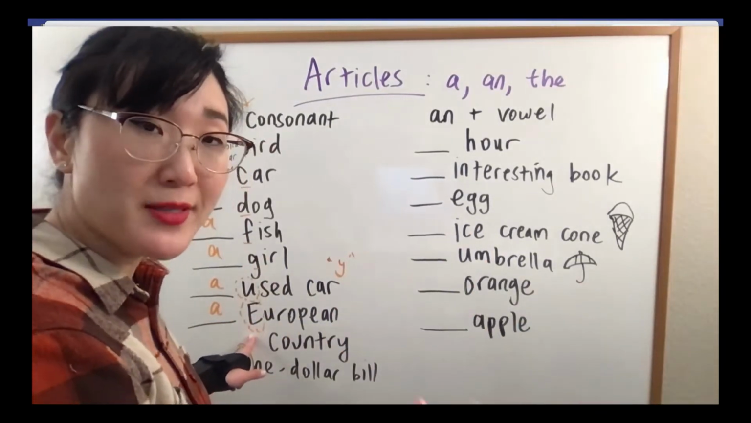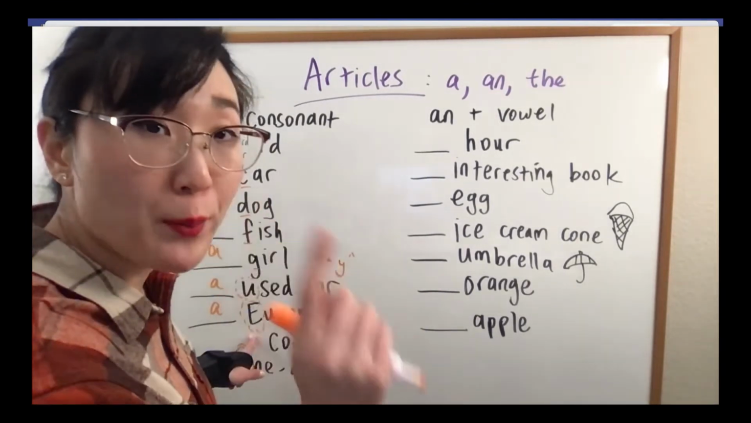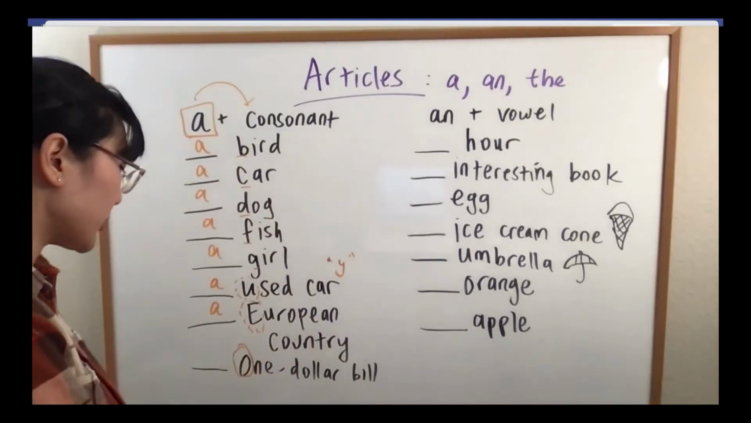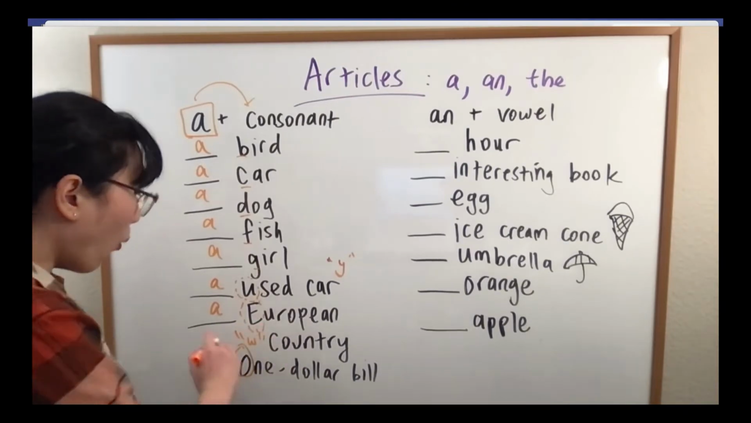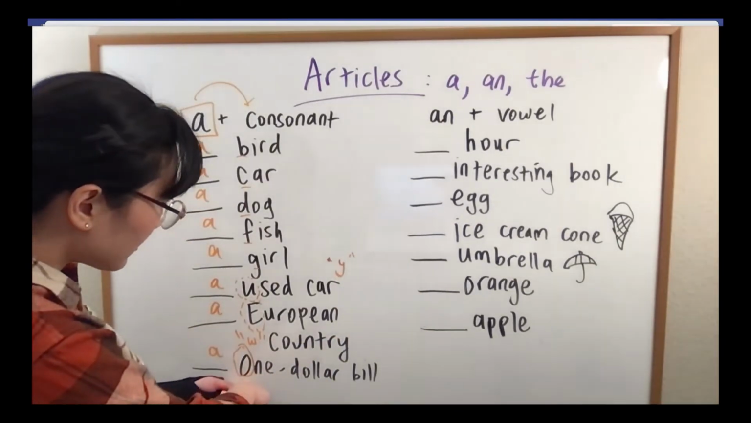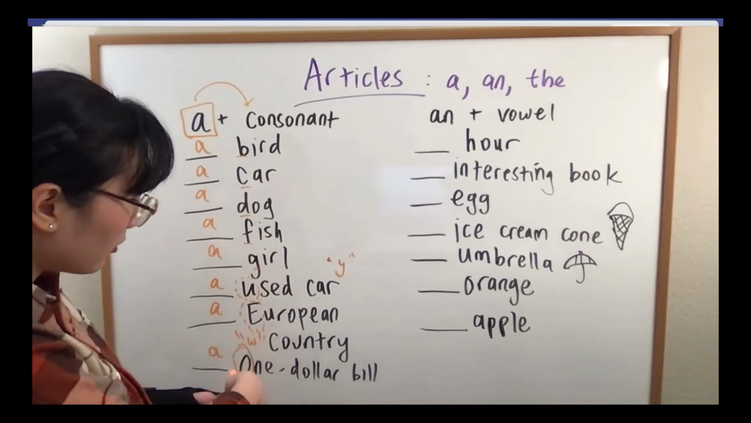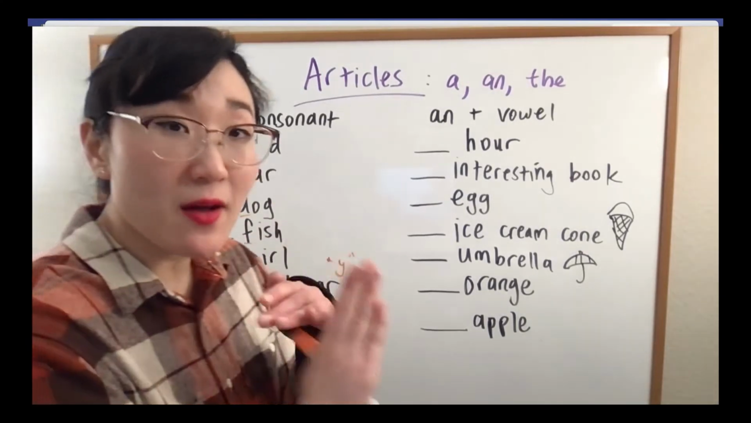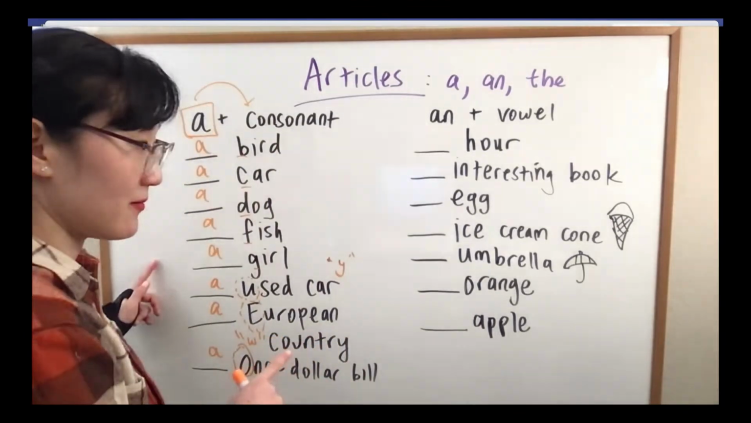European country. I don't say European, I say European. European country. A one, this is a W sound. A $1 bill. The consonant sound is a W or a Y. I see a vowel, but it does not make a vowel sound. For those reasons, I need to have A.